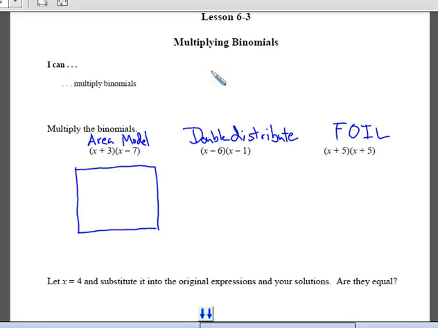So, there's 3 strategies here. And they are, when we're multiplying binomials, one strategy is using what's called an area model. Another is called double distribute, and the third is called FOIL. Okay? Now, I just want to show you what they look like. I'm not going to explain it in this first part.